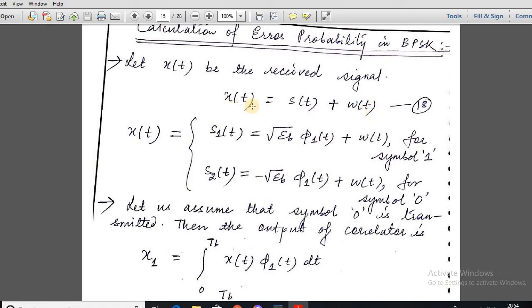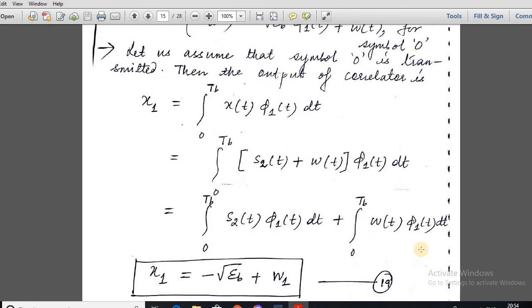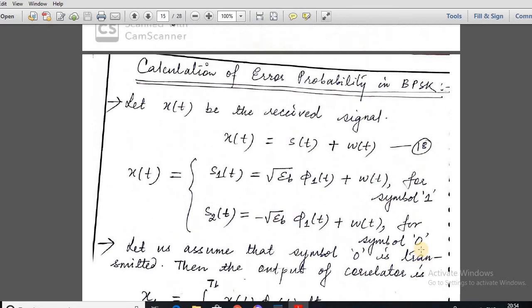So whatever is received is X of t, and the received signal X of t is equal to S1 of t plus W of t. S1 of t, we already know, is equal to root Eb into phi 1 of t. Or X of t can be equal to S2 of t plus W of t for 0 transmission. Let us assume that symbol 0 was transmitted. Then what will be the output of the correlator?